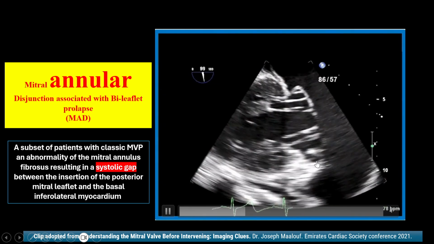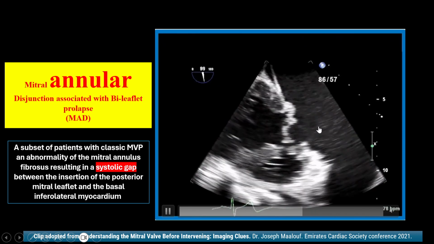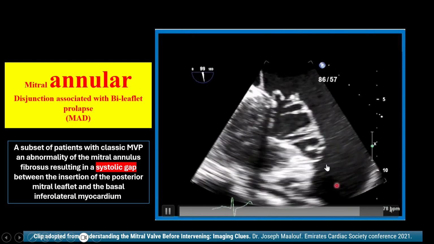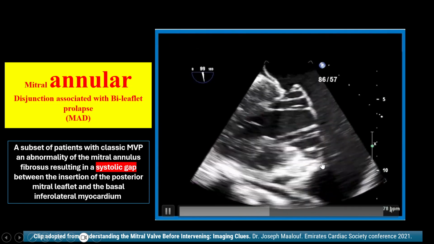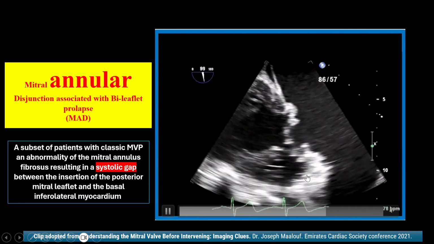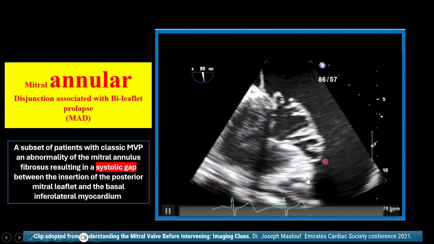As can be seen in this transesophageal echocardiographic clip, there is mitral valve prolapse, and the origin of this posterior mitral leaflet is at a bit of a distance from the ventricular myocardium.